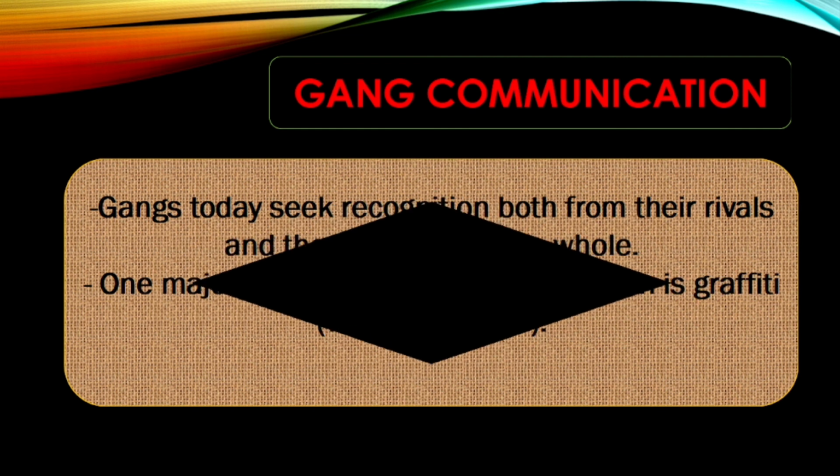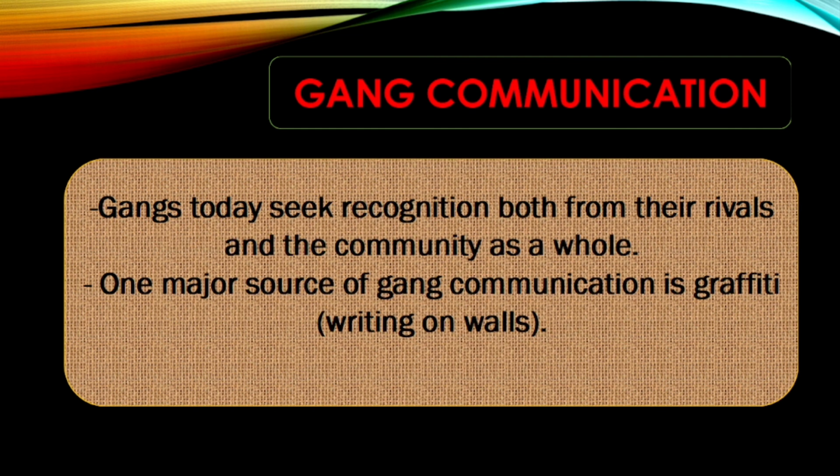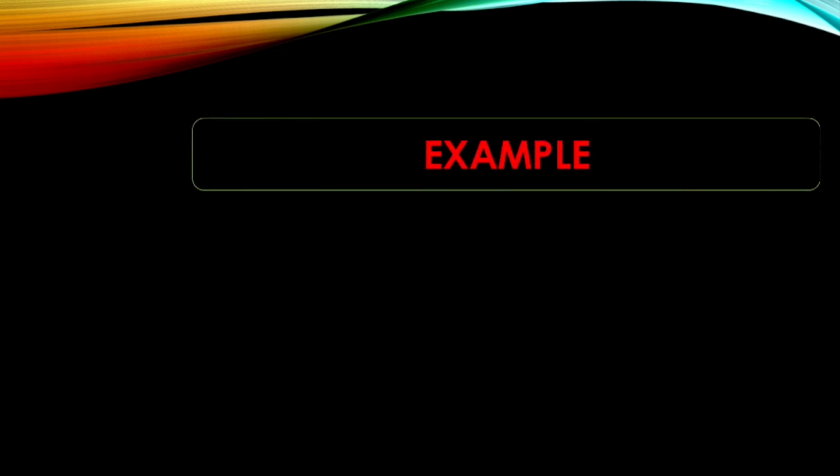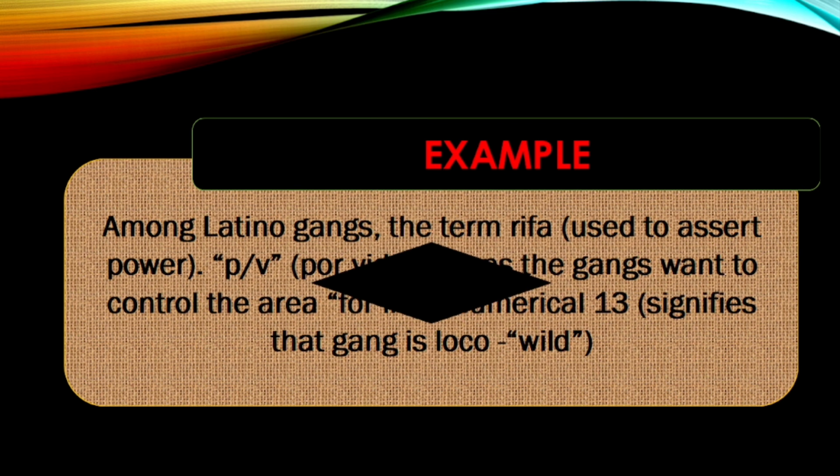Next, gang communication. Gangs today seek recognition both from the rivals and the community as a whole. One major source of gang communication is graffiti or writing on walls. So, I have here an example of gang communication. Among Latino gangs, the term rifa is used to assert power. PV, por vida, means the gangs want to control the area for life, and the numerical 13 signifies that gang is loco or wild.